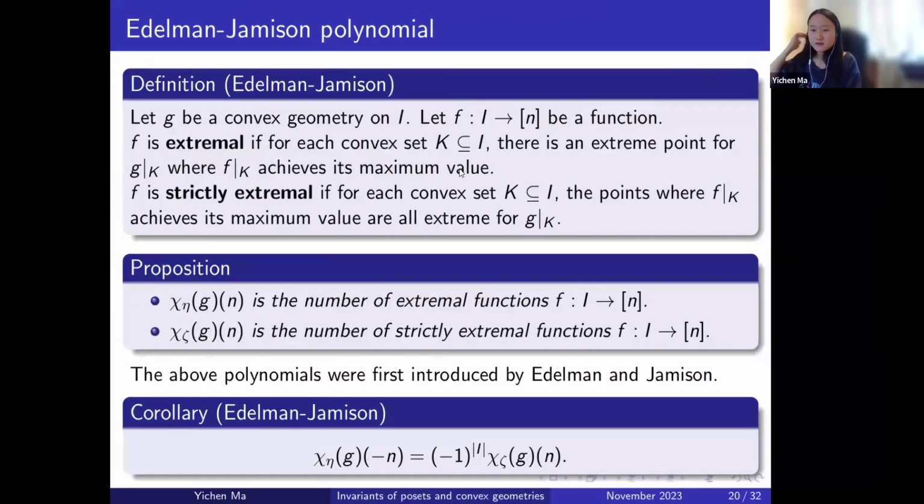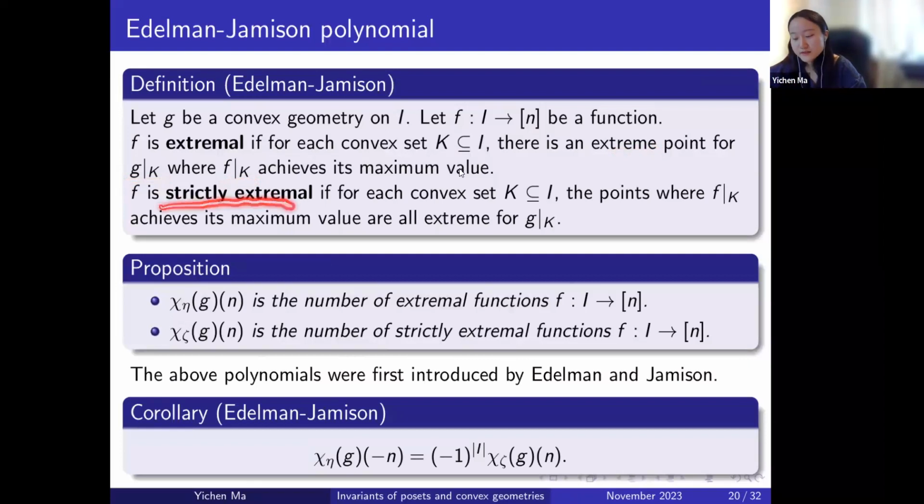Okay. So before we go to the Edelman-Jamison polynomial, let me introduce the notion of a function being extremal and strictly extremal. Indeed, these are a generalization of order and strictly ordered polynomials. So first, we let G be a convex geometry and let f from I to n be a function. So f is an extremal function if for each convex set K, there exists some extreme point of G restricted on K where f restricted on K achieves its maximal value. I will give an example after I introduce the strictly extremal function.